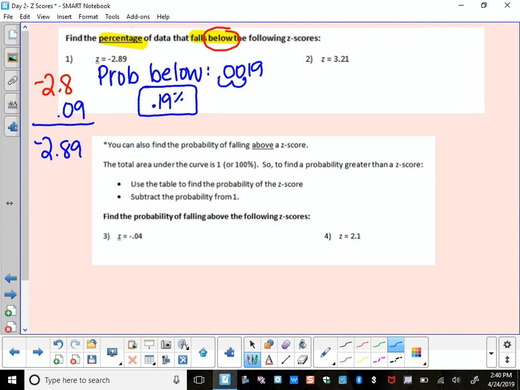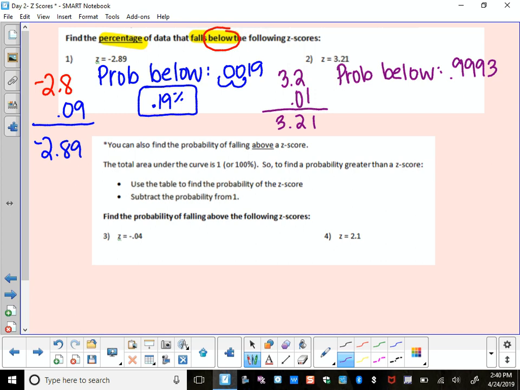All right, look at number 2. On number 2, they gave us a Z-score of 3.21. So on the left side, you need 3.2. What do you need at the very top? The 1. So we have 0.01 on top. If I add that, I get 3.21. You guys tell me, what is your prob below? So it's straight from your table. What'd you get, Eric? 0.9993.